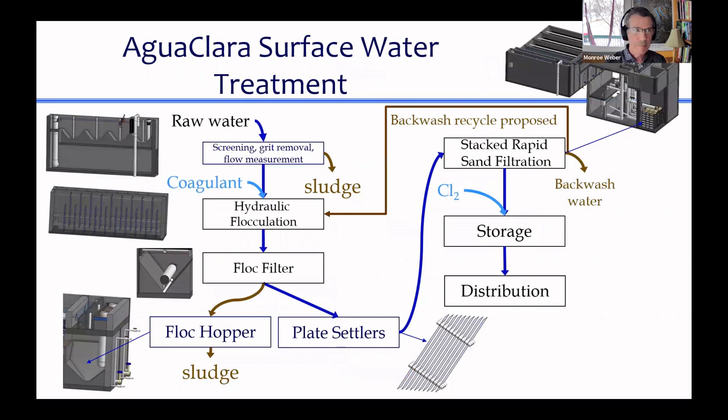So here's an agua clara plant. We bring raw water in, we do the same things in the entrance tank. And then we currently don't think that rapid mix has any significant role, and so we're not including it in our design, and we're going straight to hydraulic flocculation instead of mechanical flocculation. And you are now becoming experts on hydraulic flocculation. And then there's a new process, which we're calling a flock filter.